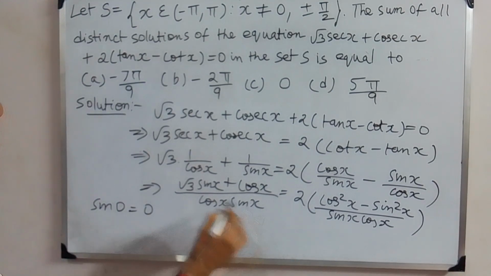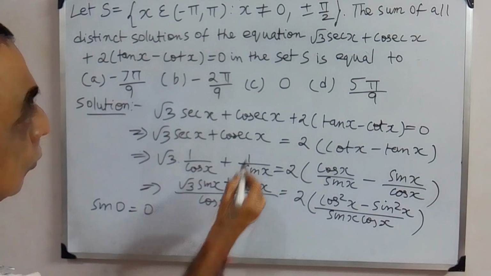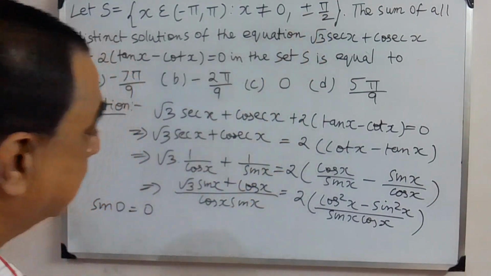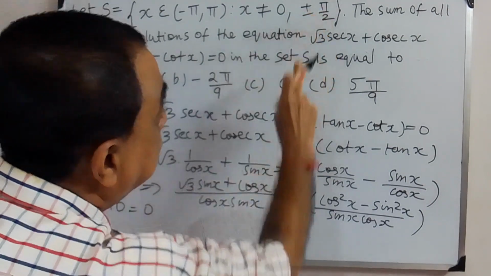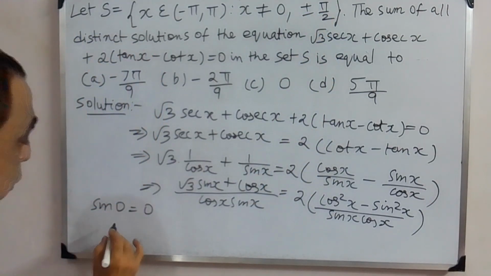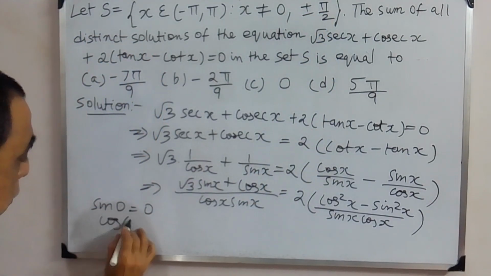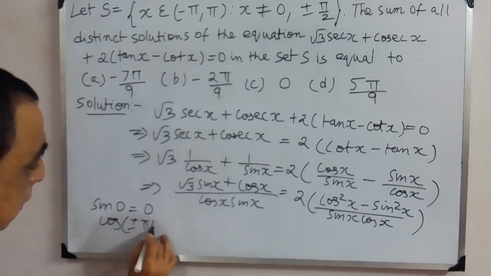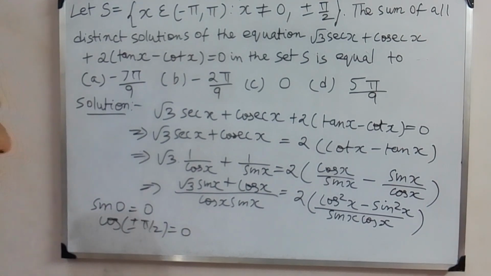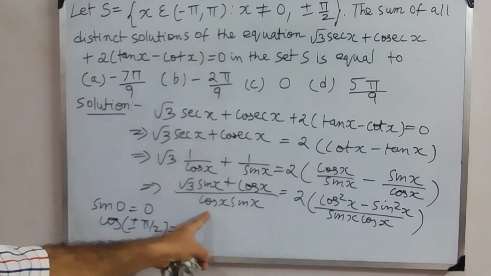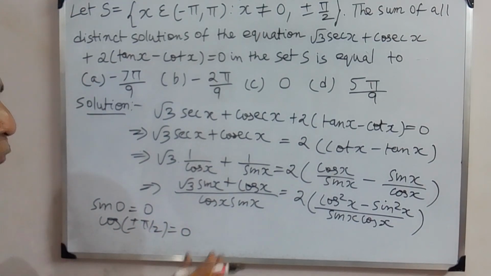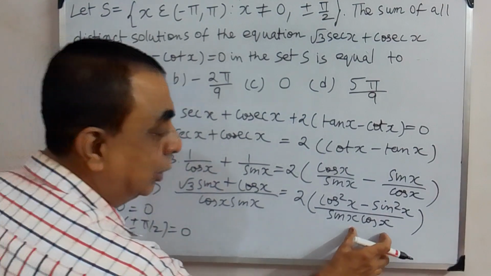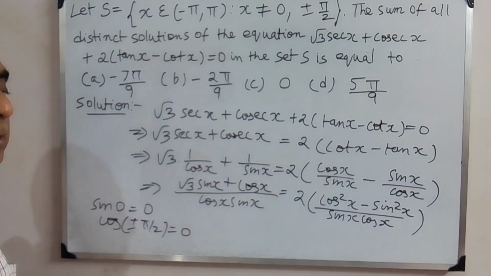Okay, and cos x is 0 when x value is plus minus pi by 2. But it is being told to us that x value is not equal to plus minus pi by 2. And we know cos of plus minus pi by 2 is equal to 0. So x value is neither 0 nor plus minus pi by 2. So these two denominators will never be 0.